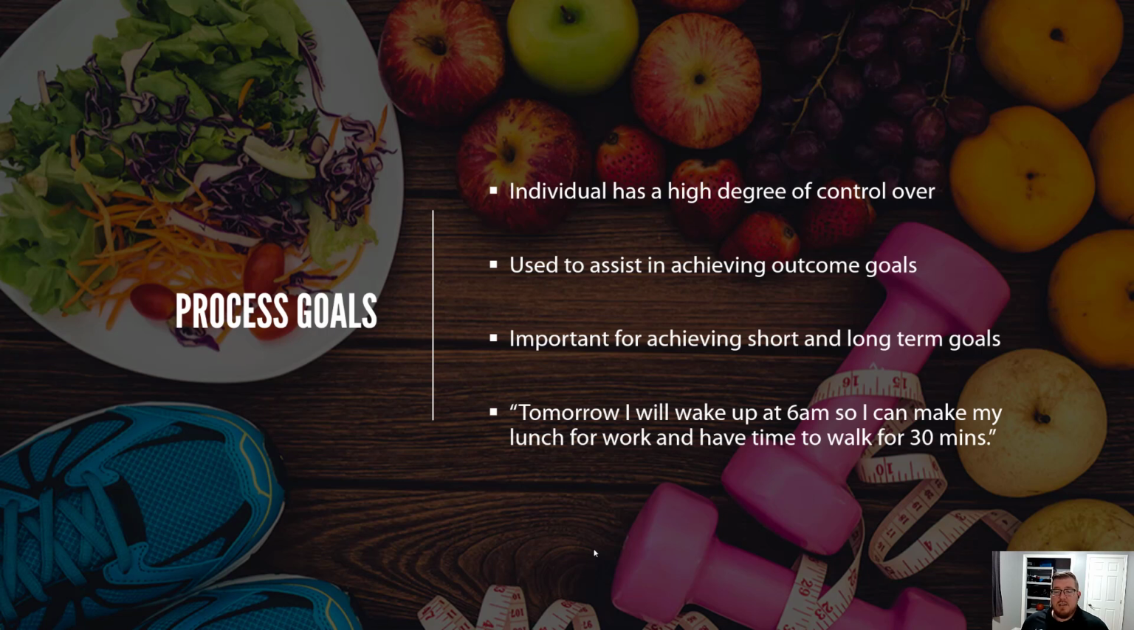So, for example, if an outcome goal of a client is to lose 50 pounds, which is obviously a big goal, we need to make some process goals to aid in achieving that outcome goal. For instance, a process goal might be, tomorrow I'll wake up at 6 a.m. so I can make my lunch for work and have time to walk for 30 minutes. So it's something that they have direct control over. They can set the alarm clock, they can get up, they can make their lunch, and they can go for a walk, whether it's outside or on a treadmill, whatever you have. So these process goals are like short-term goals, but they're under your direct control, and they aid in achieving that outcome goal.